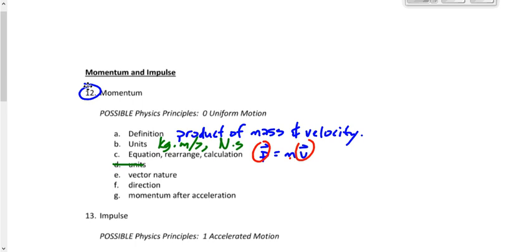Get the final velocity like we did yesterday, the final velocity, and then multiply it by the mass to get the momentum. You got that?